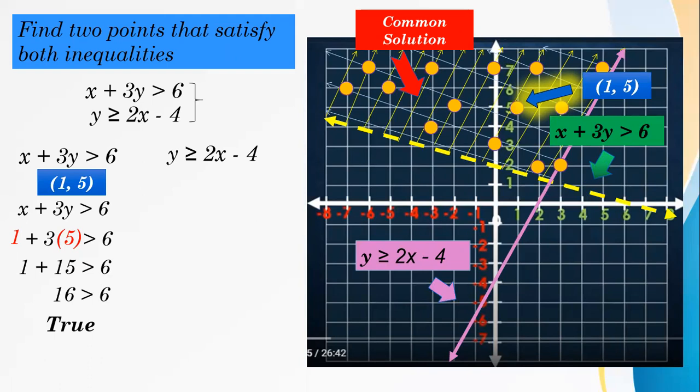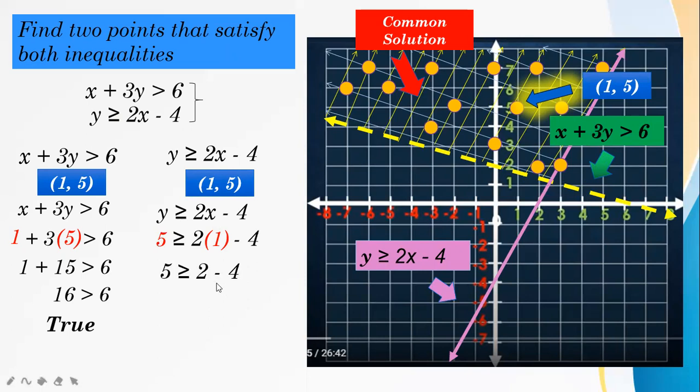Next, we have y greater than or equal to 2x minus 4. Now, again we have 1, 5, the ordered pair. And then all you have to do is substitute. Your y is 5 and your x is 1. Then simplify: 5 greater than or equal to 2 minus 4. Then 5 greater than or equal to negative 2. And therefore, the statement is true, wherein this point is one of the solutions of this system of inequalities. And that will be our first point.